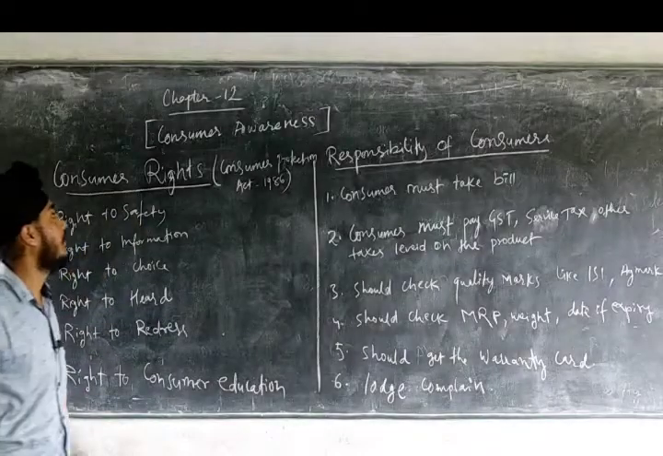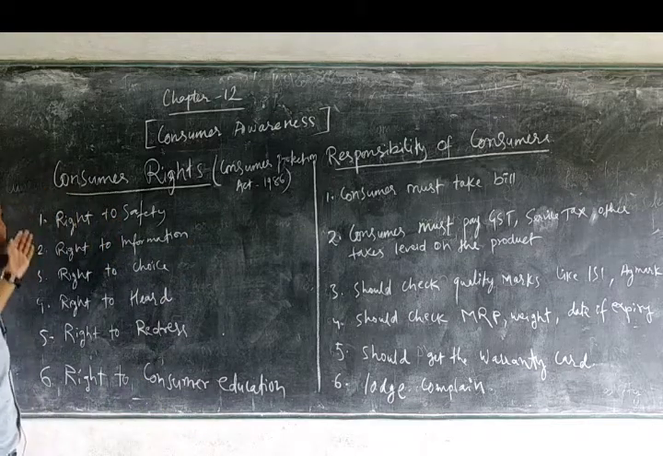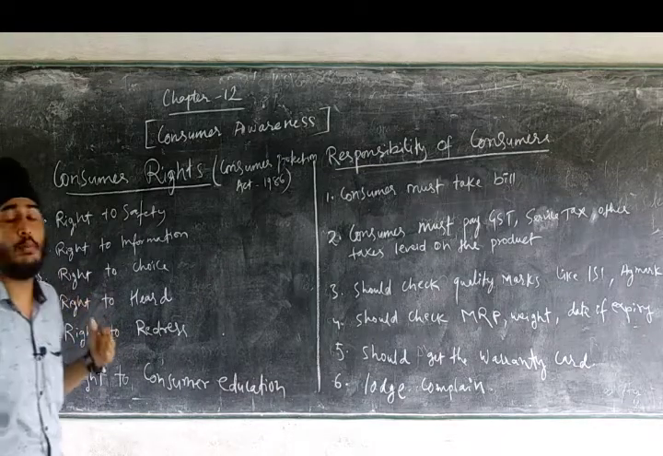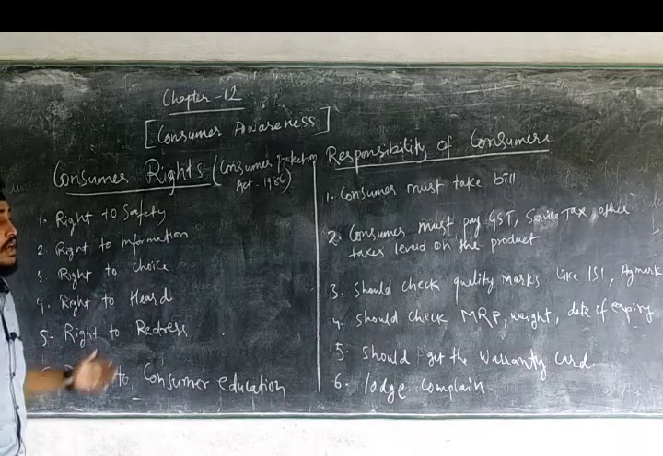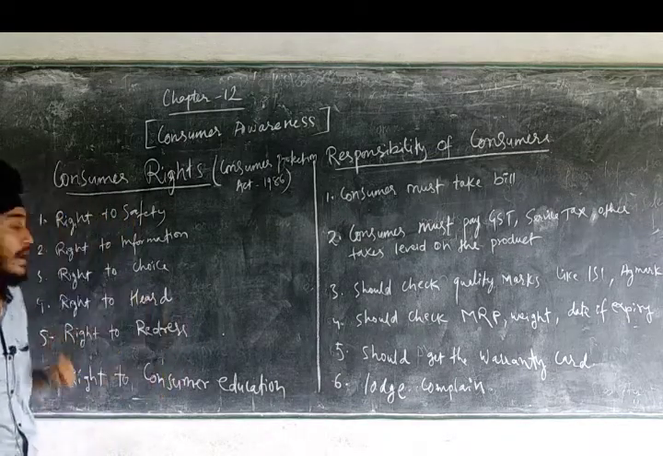Consumer rights as given by the Consumer Protection Act 1986. So the first right is right to safety, then right to information. So the consumer has the right to get information of the particular product which they are buying. Next one, right to choice. Now among various products, the consumer has the right to choose the product which they want to buy.